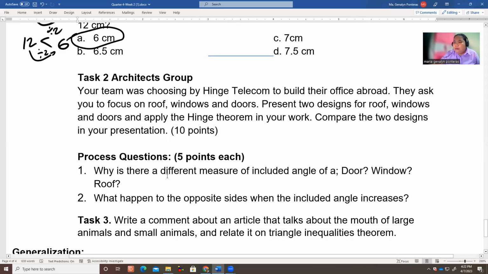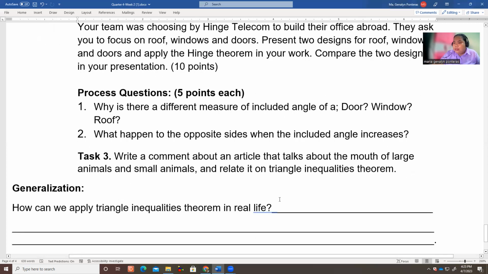So, in our process question, why is there a different measure of included angle of a door, window, and roof? Bakit magkakaiba no, yung included angle? Bakit hindi pwedeng isa lang? What happened to the opposite sides when the included angle increases?